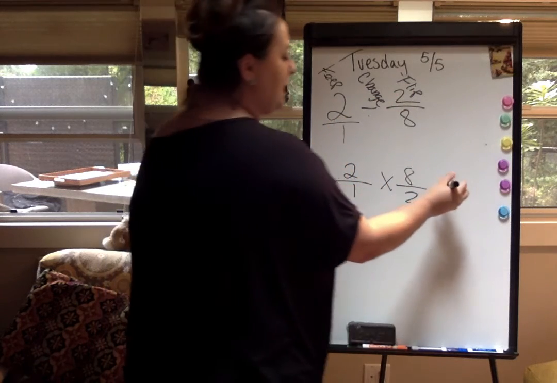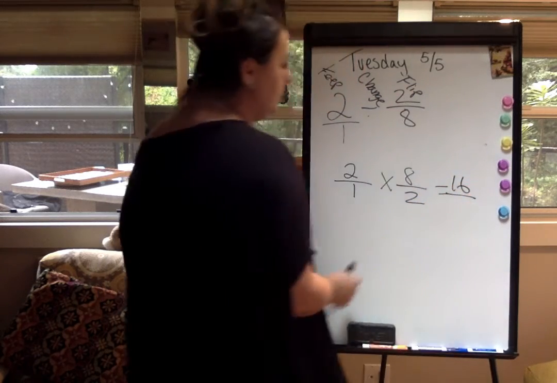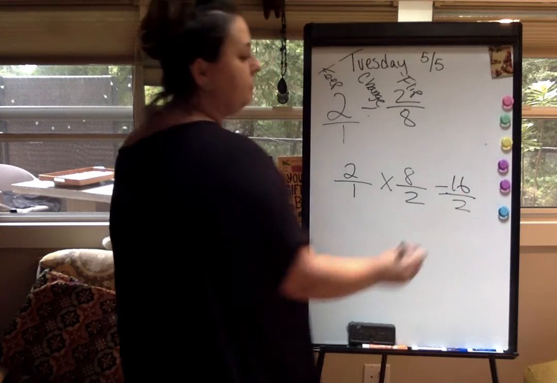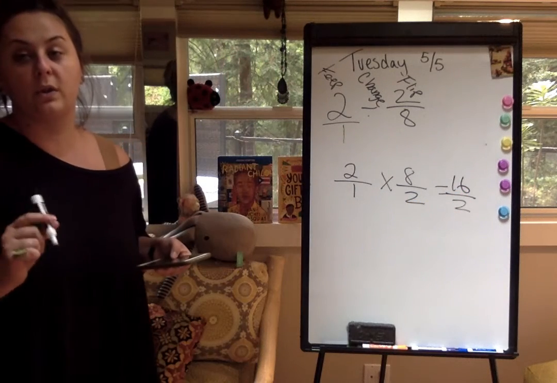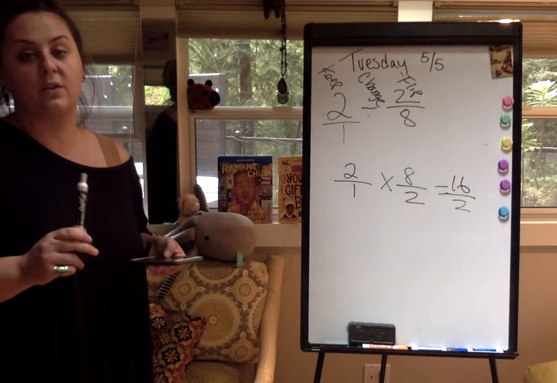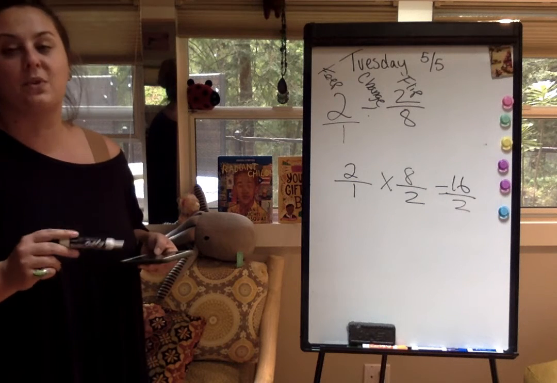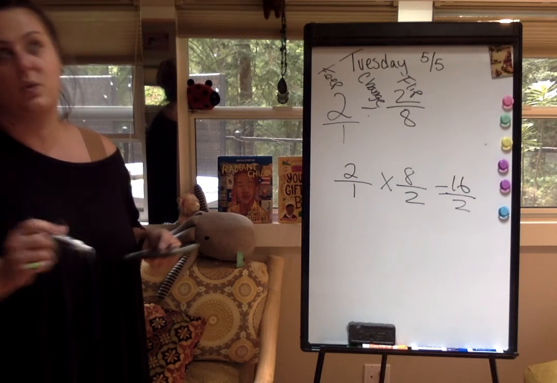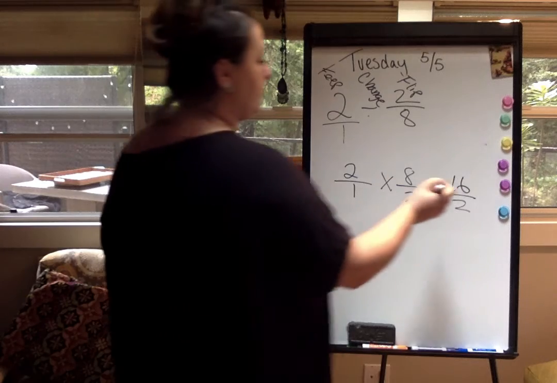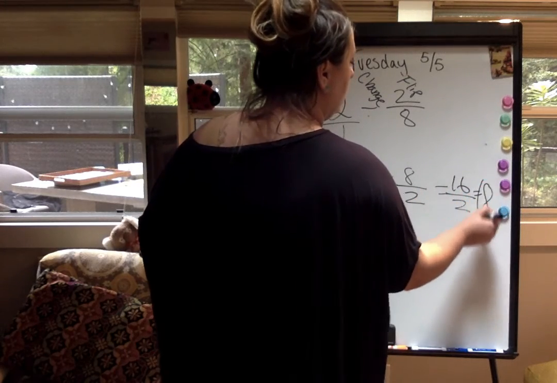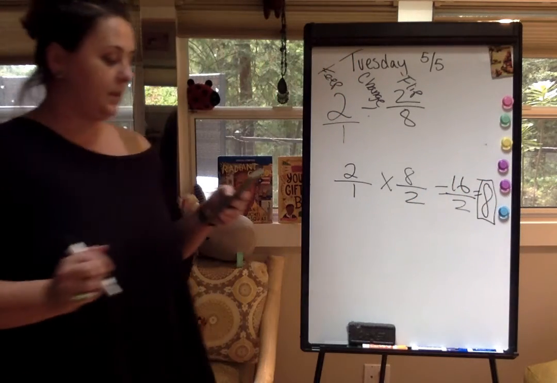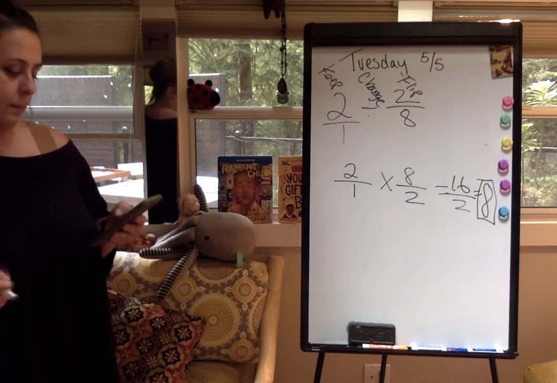2 times 8 is 16. 1 times 2 is 2. Now you know that the numerator is bigger, so that means there's going to be at least one whole in there. How many times does 2 go into 16? 2 times what is 16? 8. Your answer is going to be a big 8.